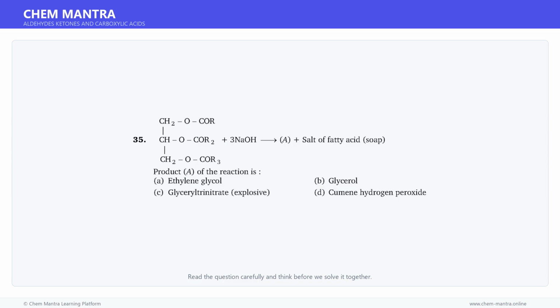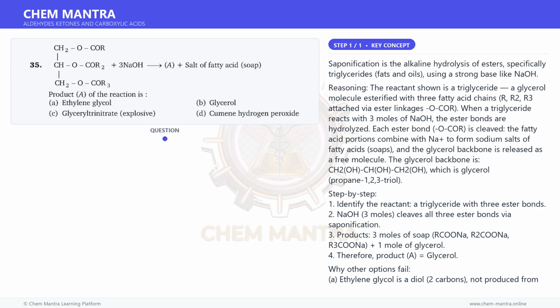Here is a question. Read it carefully and think about the answer. Let us solve it step by step. Let us first understand the key concept here. Saponification is the alkaline hydrolysis of esters, specifically triglycerides, fats and oils, using a strong base like NaOH.